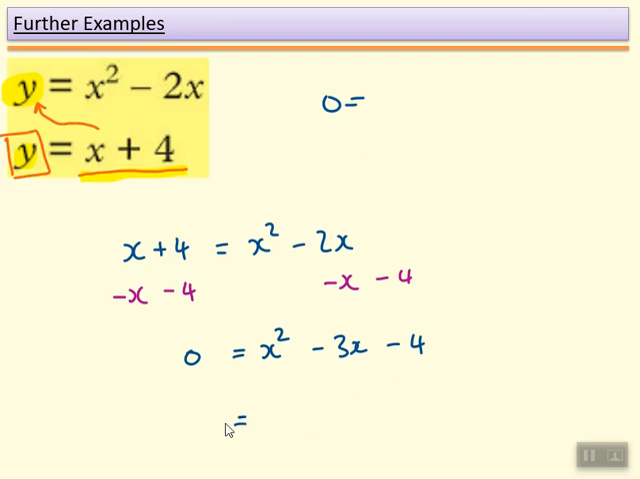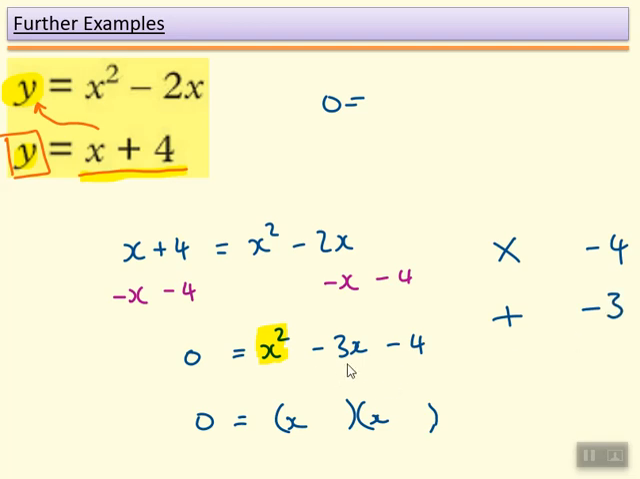So what we need to do is factorize this into double brackets. Now remember, this is a monic. So remember the different types of quadratic equations that you can get. This is a monic because it has one x squared term. So we know that both brackets are going to start with an x. And we need to find two numbers that multiply to the end number, which is minus 4, and the same two numbers add to the middle number, which is minus 3.